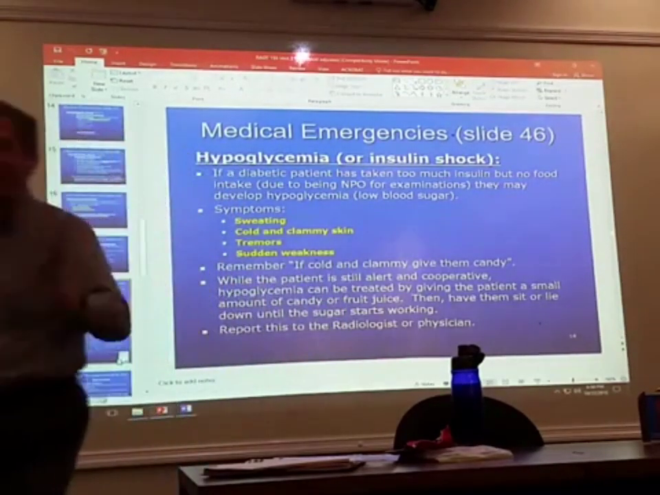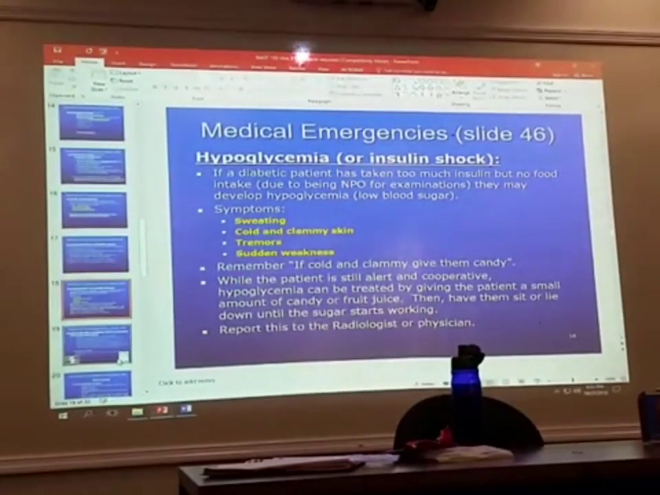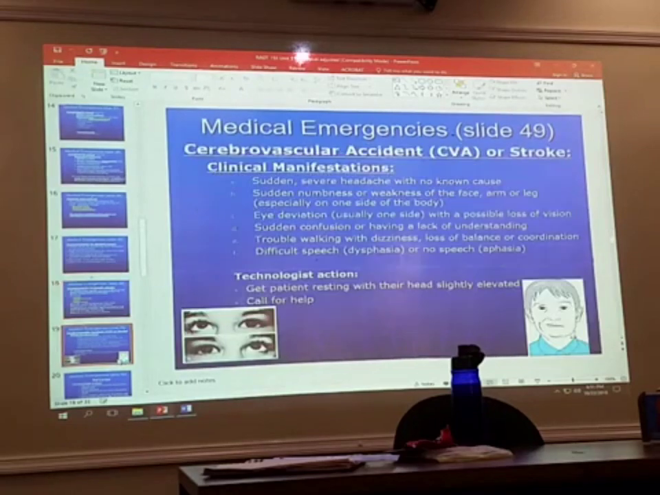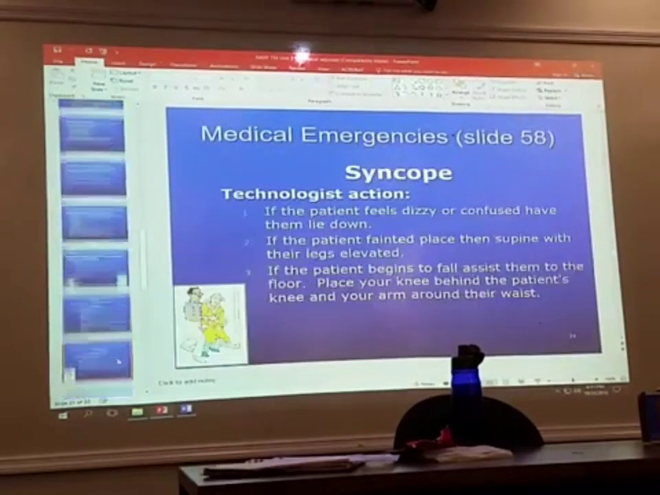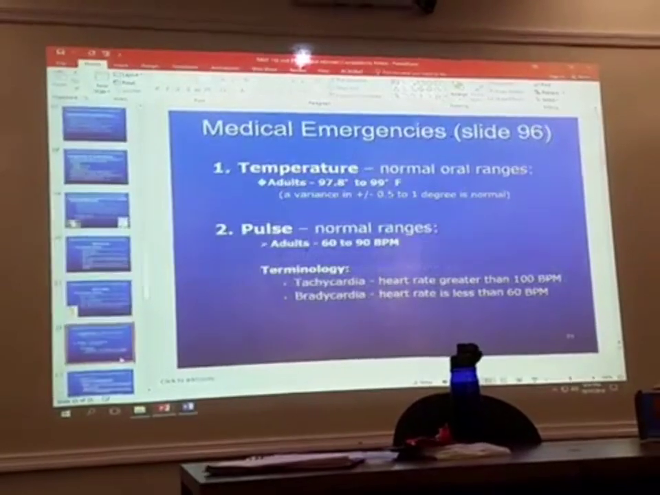Okay, so that's kind of a cute little way of remembering, so that way we give them candy or fruit juice if their blood sugar is low, okay? All right, there's some information on seizures and syncope.